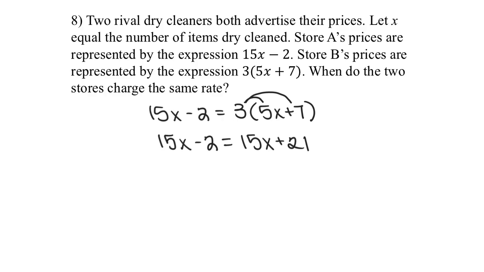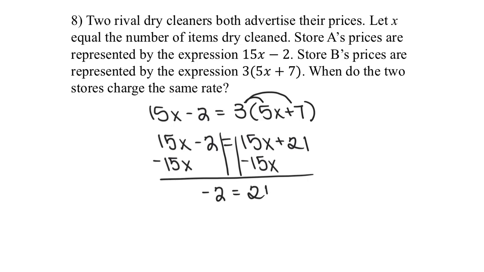Okay. And then you're going to subtract 15x on both sides. So you moved your variable over to the left. And then it cancels out on both, so you're right. We ended up with negative 2 equals 21. There's no solution. So my question says, when do the two stores charge the same amount? Never. If there's no solution, it will never work. Very good.